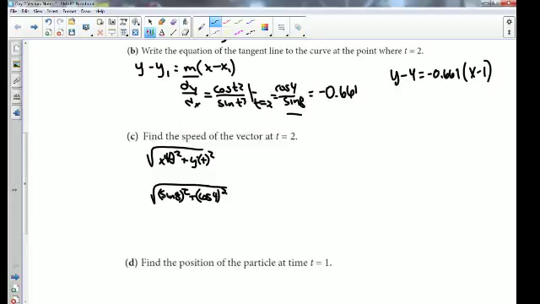So, yeah, just make sure you know the difference between the speed. If we did arc length, it's the integral, right? Speed is not, so. But we are not given units, so we can just leave it.